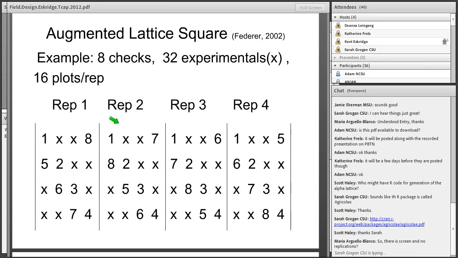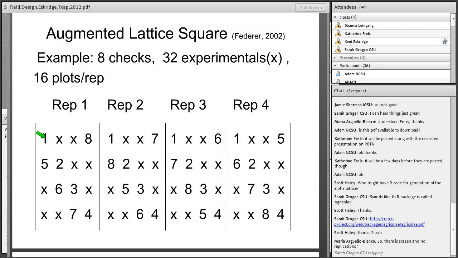I can also do this with an augmented lattice square. And so we can balance it basically in 2 directions in a sense. What we could try to do is set up the checks in such a way. So in this example, assume I have 8 checks. I could set up in such a way as I could remove the row-to-row variation within a replicate, and I could remove the column-to-column variation within a replicate.